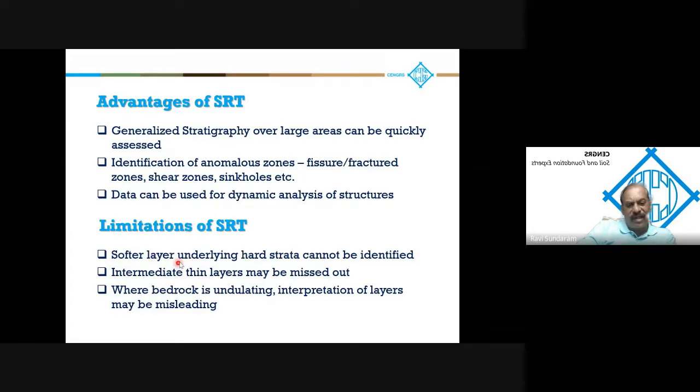If there is a softer layer underlying a hard layer, then that cannot be identified, because the wave always takes the path of least resistance. The intermediate thin layers can be missed out, and where the bedrock is undulating, the interpretation of the layers can be misleading.